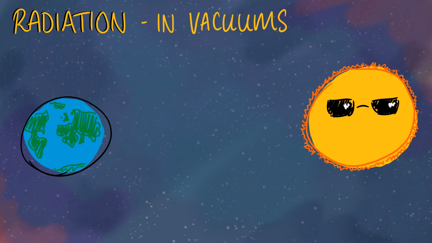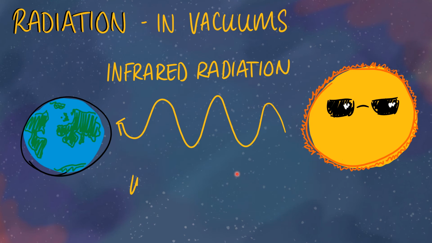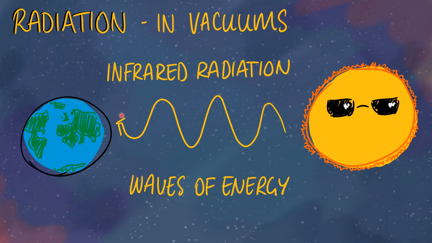So in the middle, there aren't any particles, so the particles next to each other can't vibrate and pass it on because there aren't any. So what happens is we have something called infrared radiation, and that is just waves of energy. Okay, so the sun sends waves of energy that don't require any particles, and that's called infrared radiation. Okay, so radiation occurs in vacuums. I want you to write down all the important information from that slide as well, please.